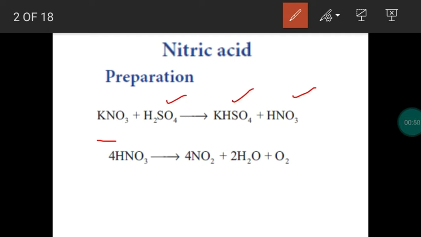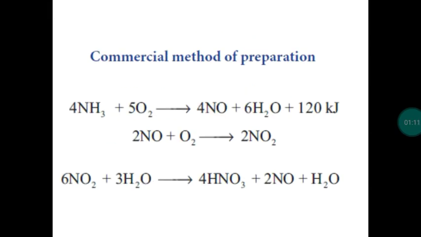During this preparation of nitric acid on a small scale, we have to maintain a low temperature. Otherwise, the formed nitric acid will decompose to produce nitrogen dioxide, water as well as oxygen. So this is the first method of preparing nitric acid. Next one, an important 3 marks question.